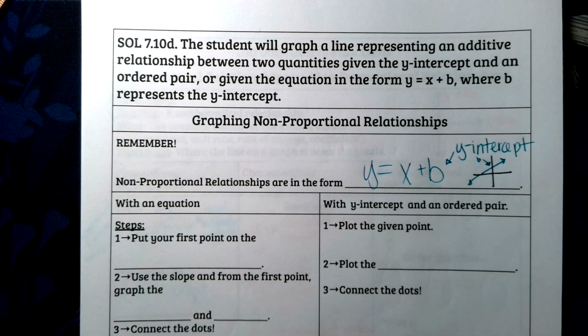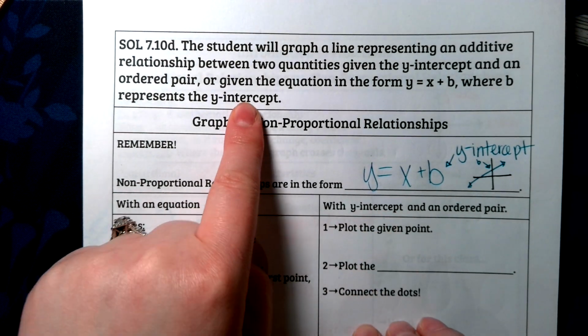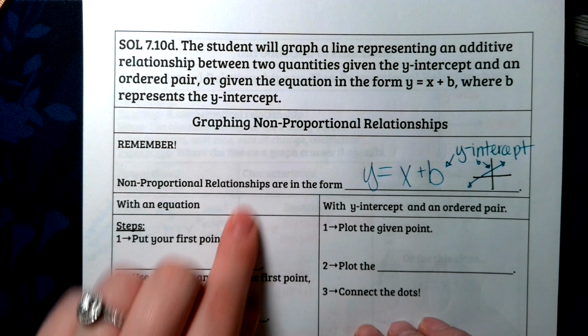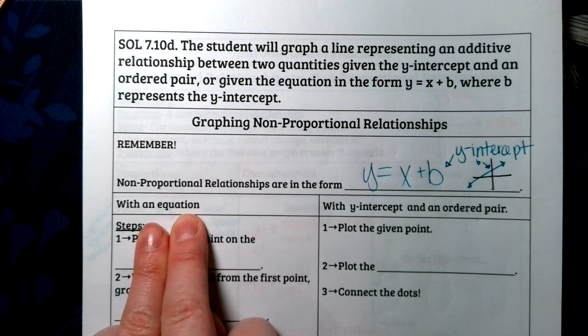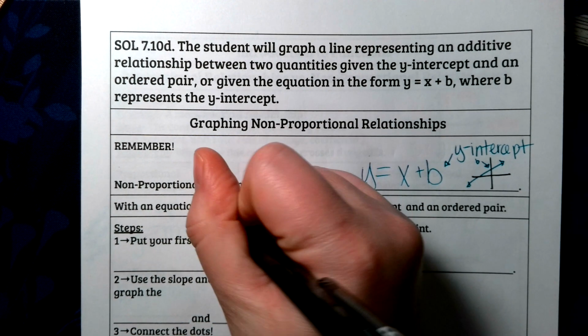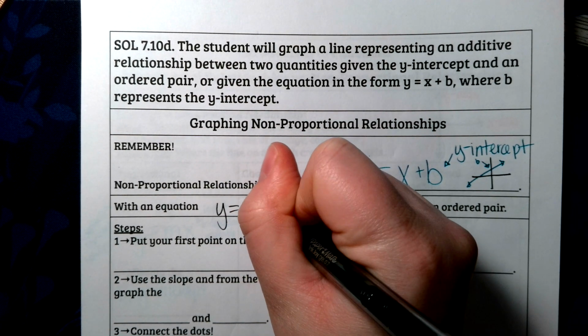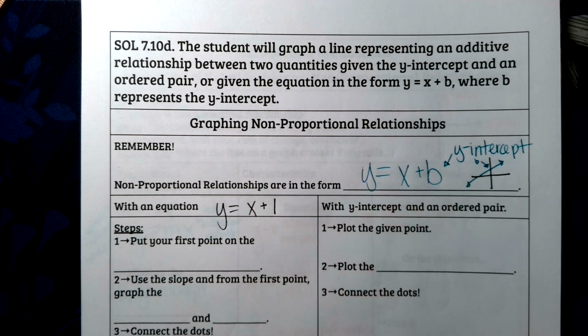So we're going to have to be able to do it two different ways. That's what the SOL says. We need to be able to do it two different ways. One way is with an equation. Our equation here is going to be y equals x plus 1.